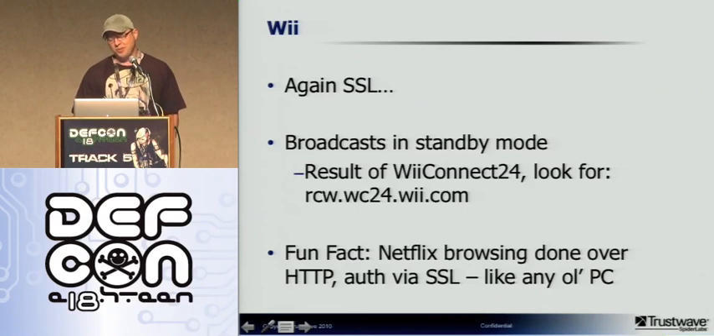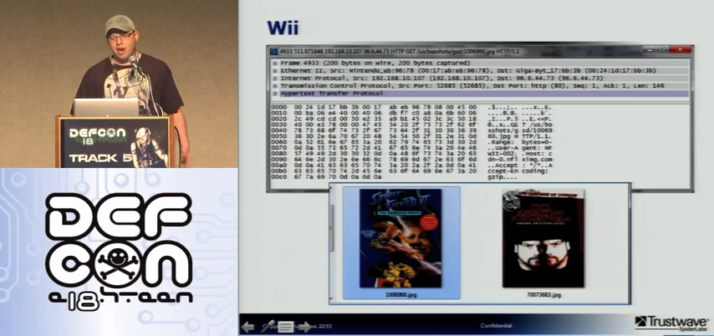And fun fact, well, not really a fun fact, but because you can do Netflix browsing on the Wii, 360, and PS3 now, it's done over normal SSL. Authentication is done over SSL, but everything else is HTTP. So if you happen to be breaking down the traffic, you can see somebody's Netflix queue, and as you can tell, this individual really doesn't have good taste in movies at all.